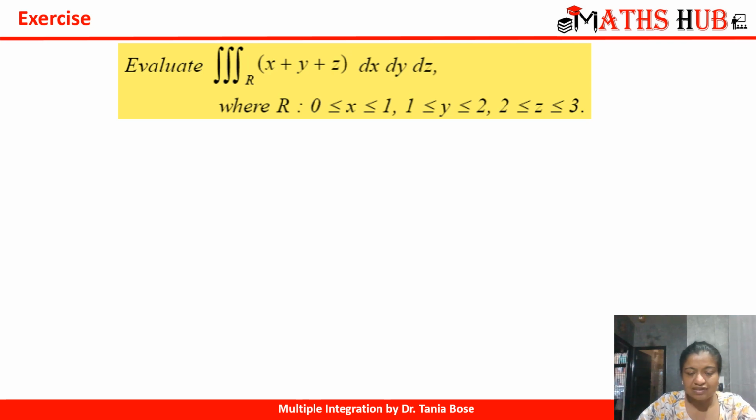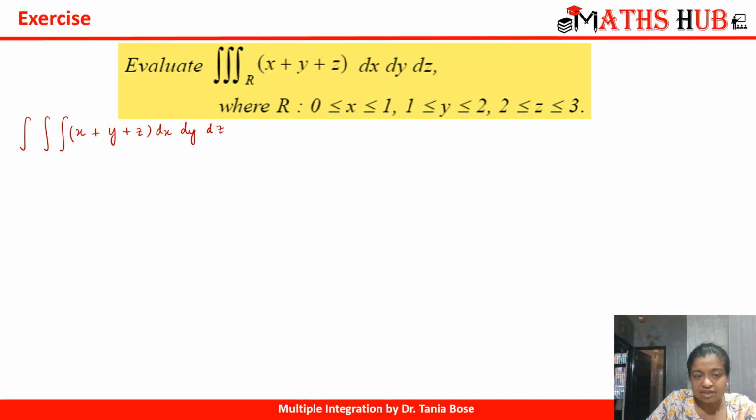So the first question says, evaluate the triple integral over R of x plus y plus z dx dy dz, where the region R is: x lies from 0 to 1, y lies from 1 to 2, and z lies from 2 to 3. If you check this region, all the limits of x, y, z are constant. When the limits are constant, it becomes very easy. You can keep the order in any way. The way it is given to us in the question, we will take the same order, that is x plus y plus z, and the order that is fixed is dx, dy, and dz.